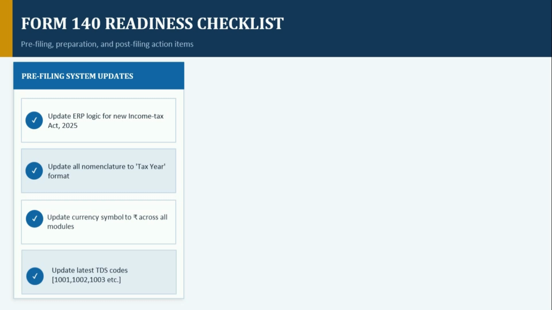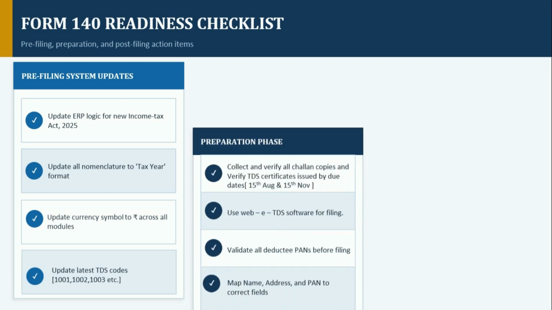Update your ERP logic to align with the provisions of the new Income Tax Act, 2025. Review and update all references to the new tax year format across your systems. Ensure the rupee symbol is updated across all applicable modules. And verify that the latest TDS section codes, such as 1001, 1002, and 1003, are properly configured.